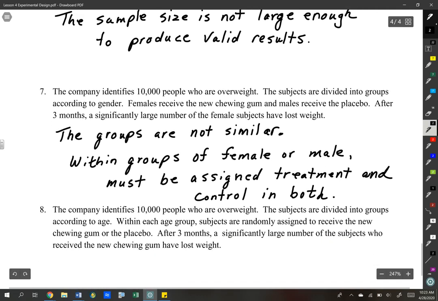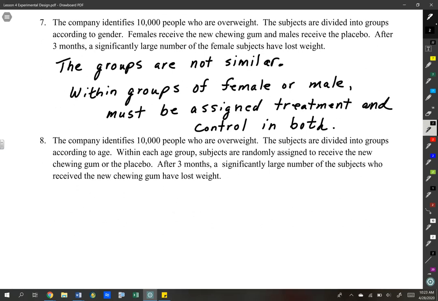All right, number 8, last one. The company identifies 10,000 people who are overweight. The subjects are divided into groups according to age. Within each group, subjects are randomly assigned to receive the new chewing gum or the placebo. After 3 months, a significantly large number of the subjects who received the new chewing gum have lost weight.